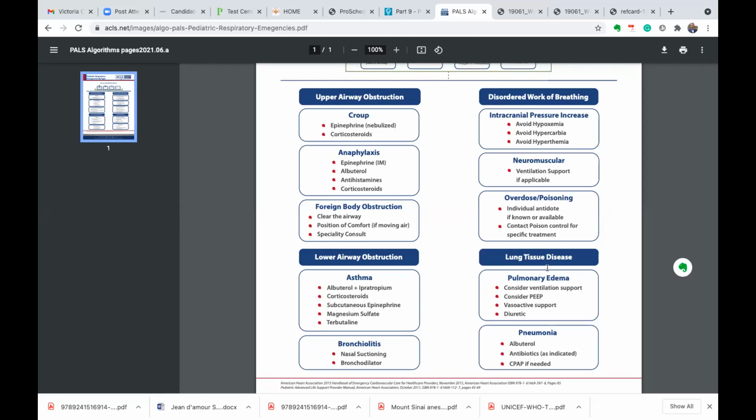So let's see the next question, which was, how do you approach diseases of lung tissue? So as you can see, you can also consider ventilatory support, especially if there is pulmonary edema, increasing PEEP, and vasoactive support and diuretics. Very good.